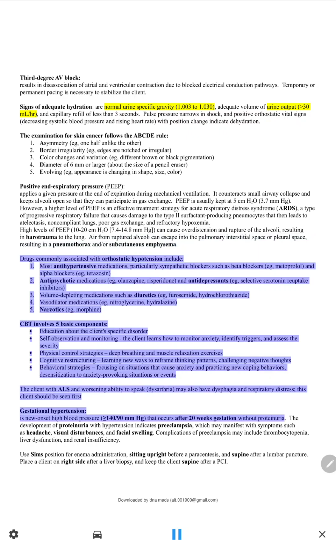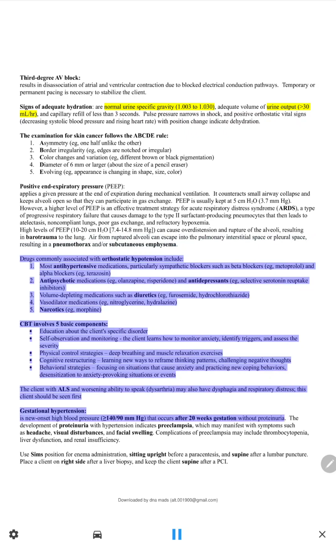Drugs commonly associated with orthostatic hypotension include: 1. Most antihypertensive medications, particularly sympathetic blockers such as beta blockers (e.g., metoprolol) and alpha blockers (e.g., terazosin). 2. Antipsychotic medications (e.g., olanzapine, risperidone) and antidepressants (e.g., selective serotonin reuptake inhibitors). 3. Volume-depleting medications such as diuretics (e.g., furosemide, hydrochlorothiazide). 4. Vasodilator medications (e.g., nitroglycerin, hydralazine). 5. Narcotics (e.g., morphine).